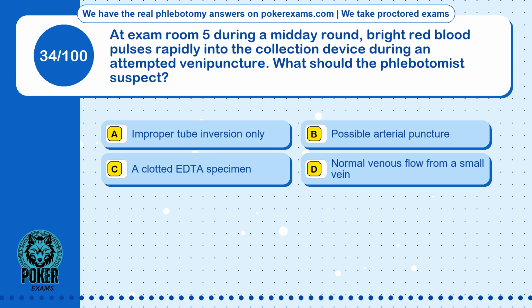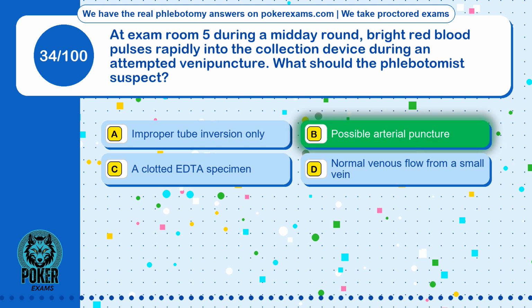Question 34. At exam room 5 during a midday round, bright red blood pulses rapidly into the collection device during an attempted venipuncture. What should the phlebotomist suspect? Option A. Improper tube inversion only. Option B. Possible arterial puncture. Option C. A clotted EDTA specimen. Option D. Normal venous flow from a small vein.